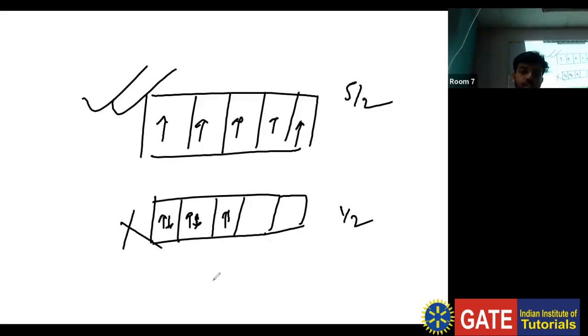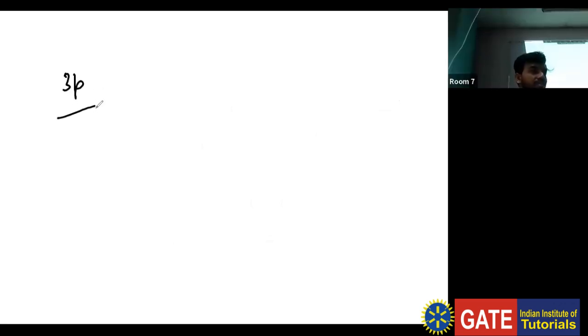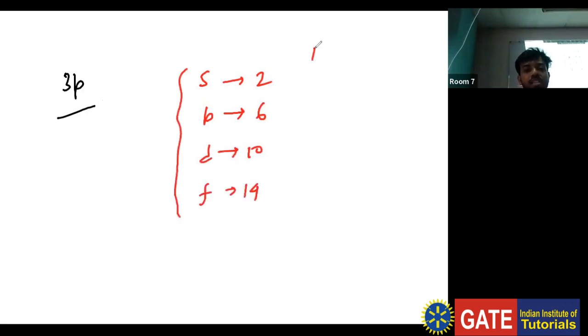Any doubt, or did someone ask me? 3p quantum numbers are very easy. Achha, someone has asked me about 3p. Shall I write this? If 3p, how many electrons are possible? Maximum 6. You don't know this? s2, p6, d10, f14. This is the maximum.